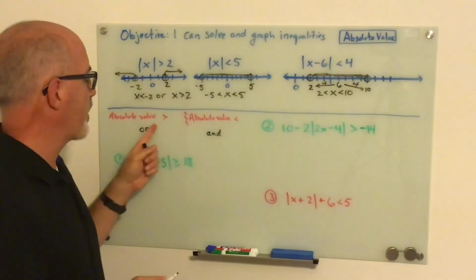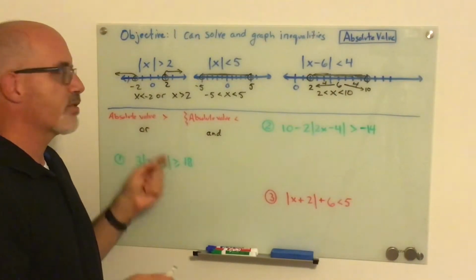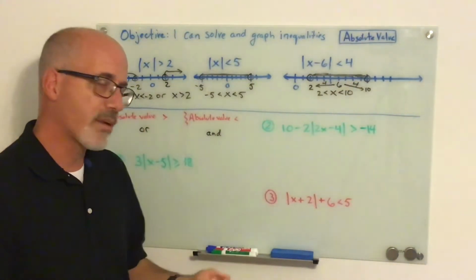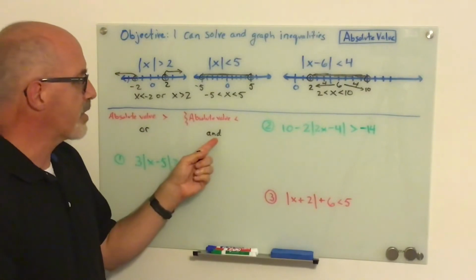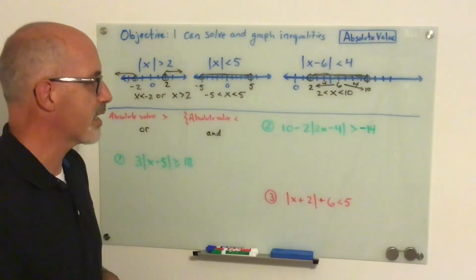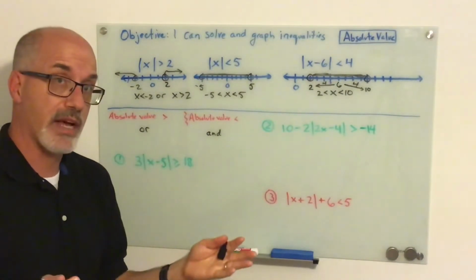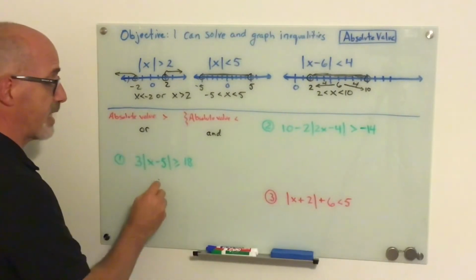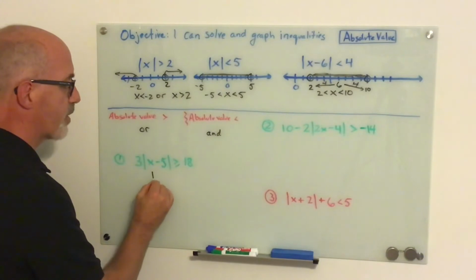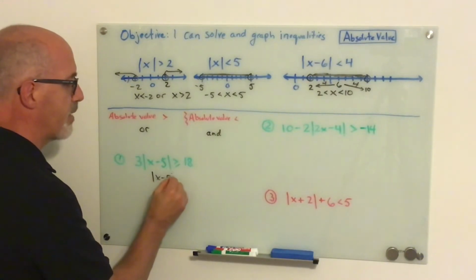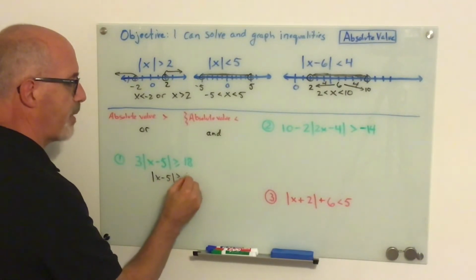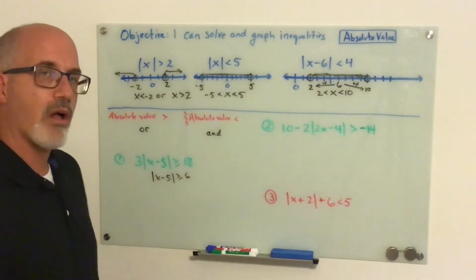Whenever we have absolute value greater than, where the absolute value is on the left with variables, it's going to be an or. When it's a less than, it's going to be an and. Let's try this problem. First step, when we do absolute value, remember we want to get the absolute value by itself. So we're going to divide both sides by 3. Dividing by a positive does not reverse my inequality.